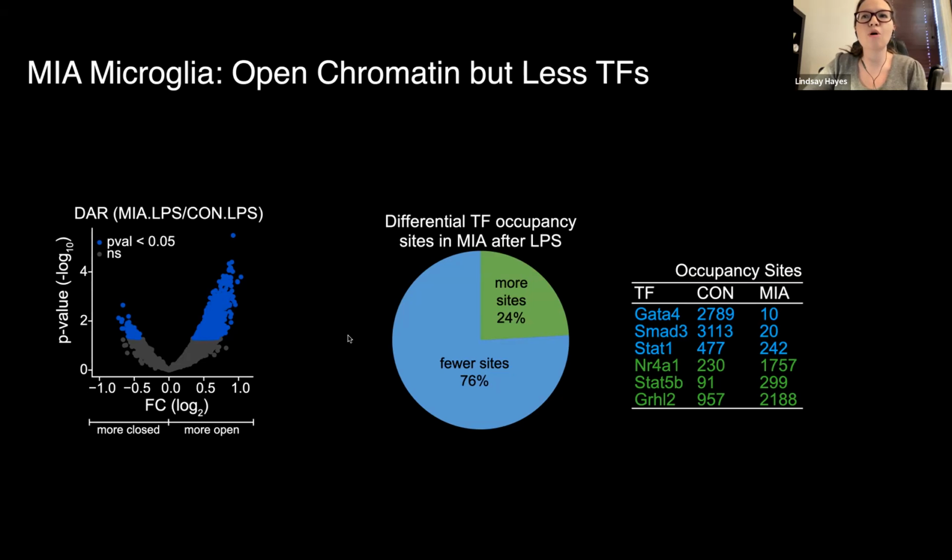So next, to determine how a more open chromatin could lead to a blunted immune response, I performed a transcription factor footprinting assay to determine the transcription factor occupancy sites of these open chromatin regions. Interestingly, we found that MIA had far fewer occupancy sites in the open chromatin, with the top transcription factors being ones that were important for immune responsiveness, such as SMAD3 and STAT1, that had fewer occupancy sites in MIA.